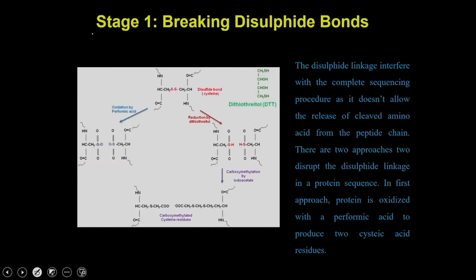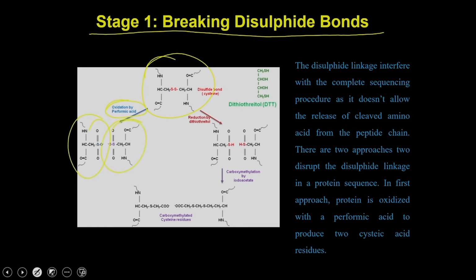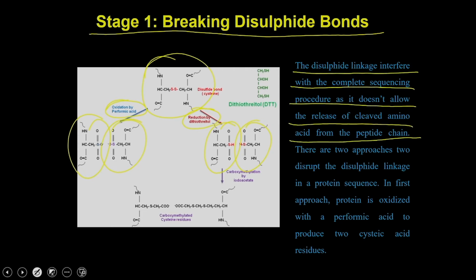So, in stage 1, you have the breaking of the disulfide linkages. You can imagine that this is a protein, and you can break the disulfide linkages by two methods. Either you use oxidation by performic acid, which breaks the disulfide linkage present between two cysteine residues, or you do a reduction by DTT, which also breaks the disulfide linkages. The disulfide linkages interfere with the complete sequencing protocol, as they do not allow the release of the cleaved amino acid from the peptide chain.